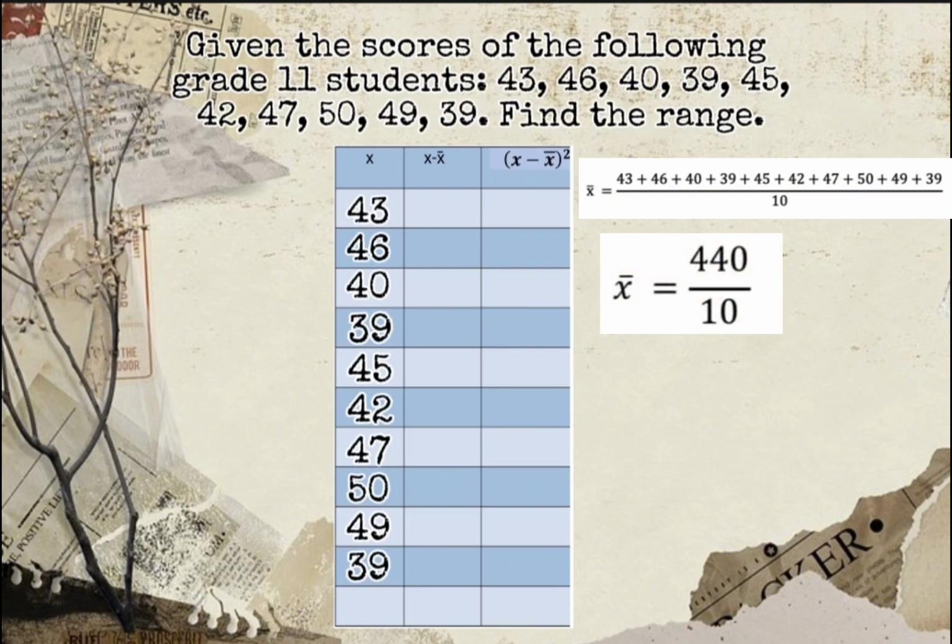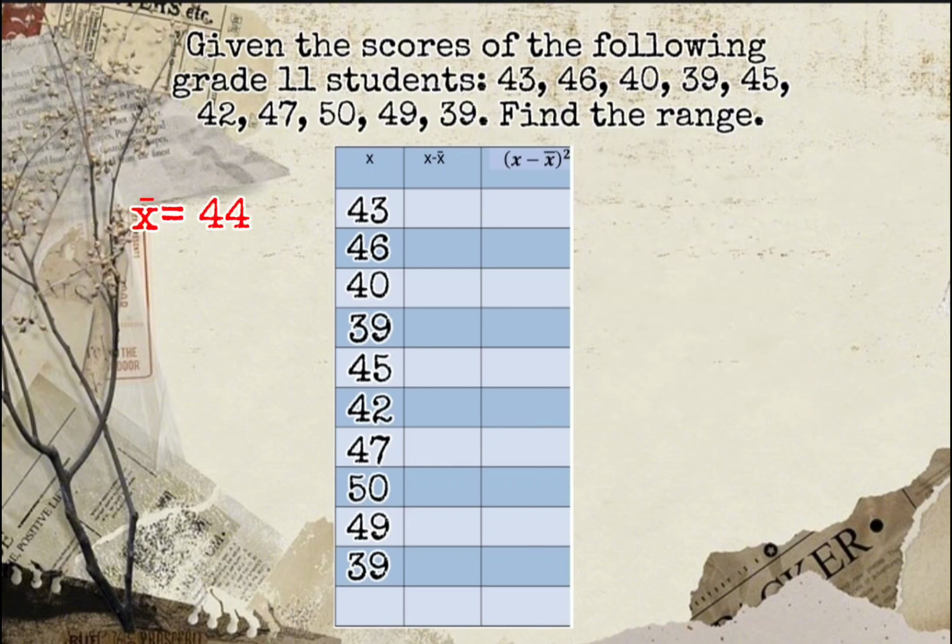So the sum is 440. 440 divided by 10 is equal to 44. So 44 is the mean. In solving the second column, we just simply subtract the mean from whatever the x is, or the scores. So 43 minus 44 is equal to negative 1. 46 minus 44 is equal to 2. And so on and so forth.